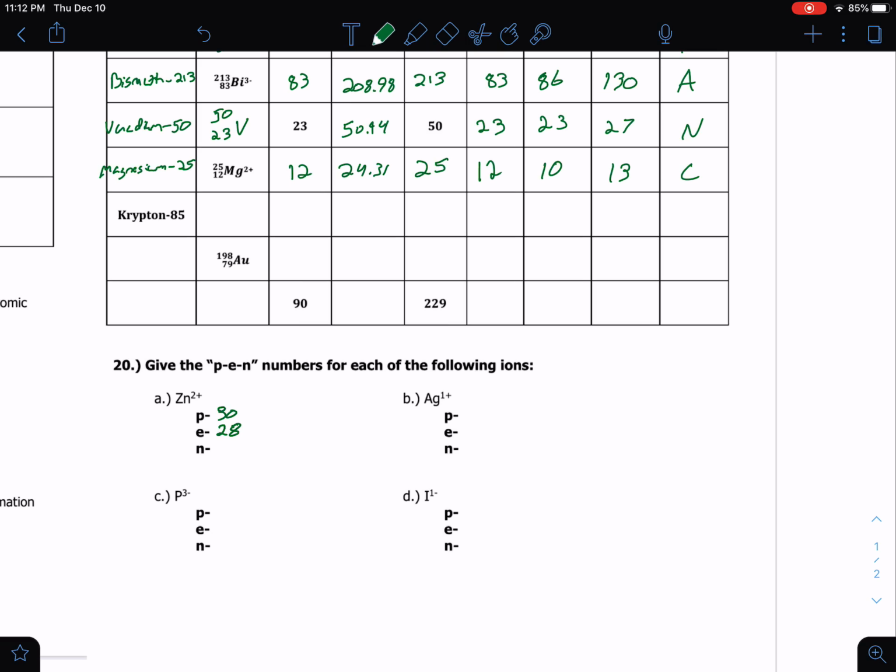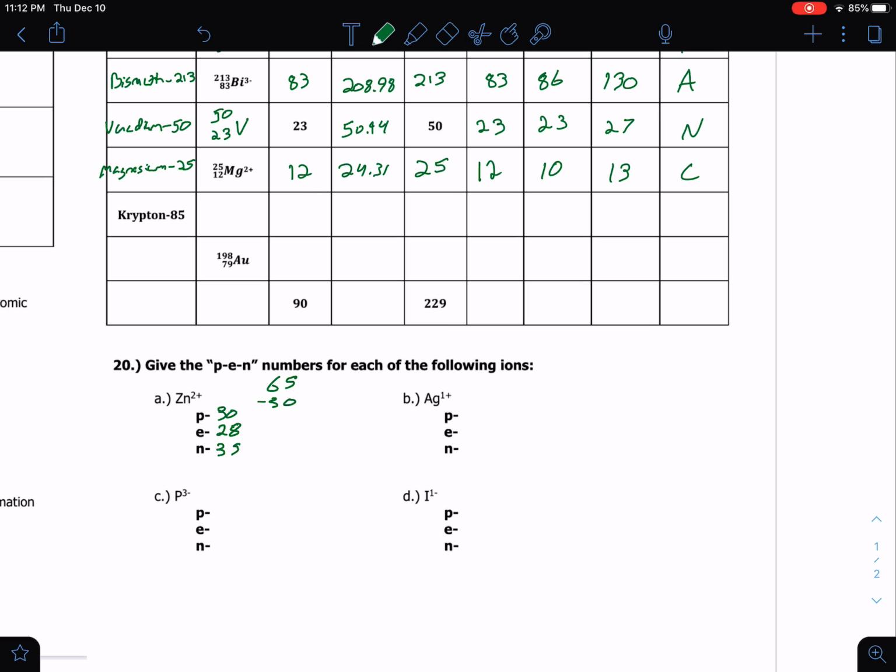Okay, so you would have to look up your mass number on the periodic table. Zinc has a mass number of 65.38, so basically 65. Then you're going to subtract that minus your number of protons. So that means it has 35 neutrons.